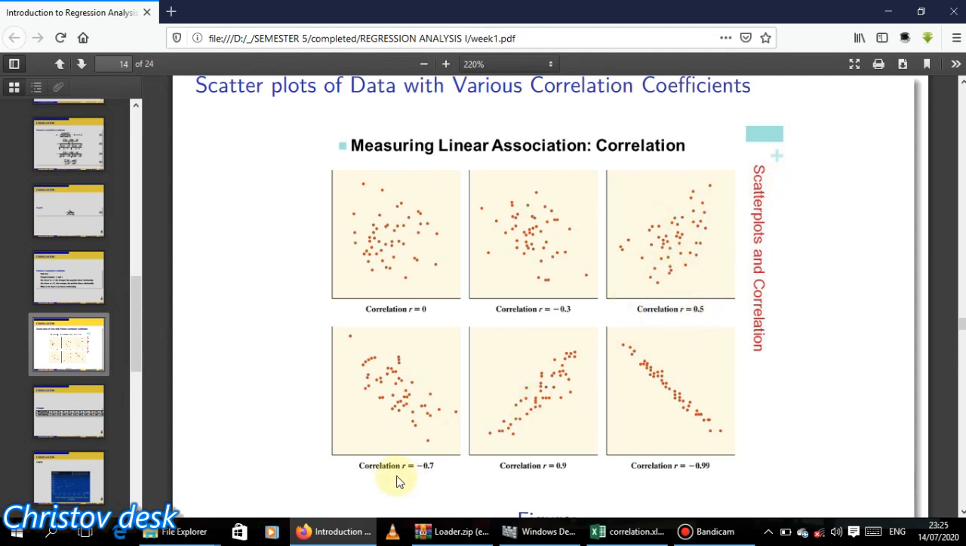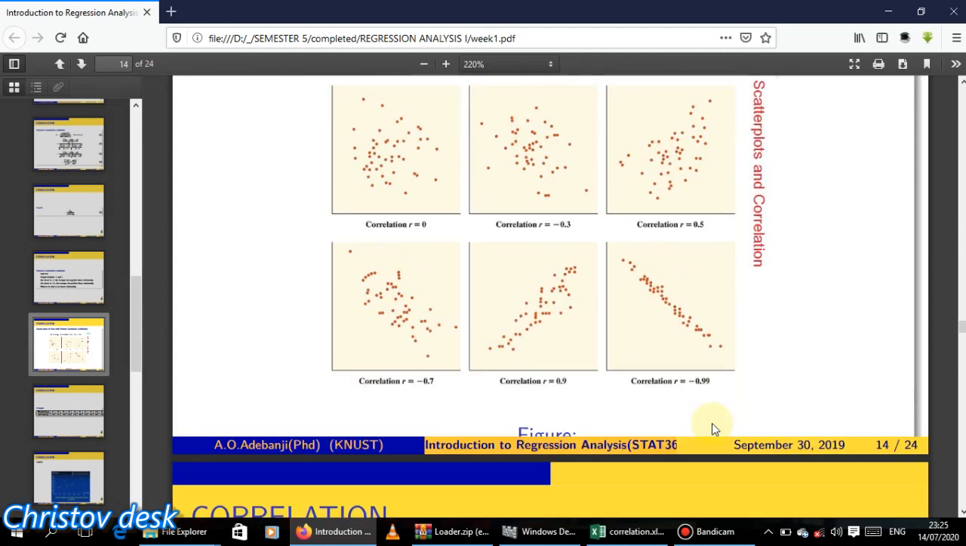So when you see negative 0.7, getting close to -1, you see the pattern is actually being created. Look at negative 0.9, you see it's almost forming a straight line, okay, and at negative 0.99, which is almost in a line, that means the data points are all moving in the same direction.